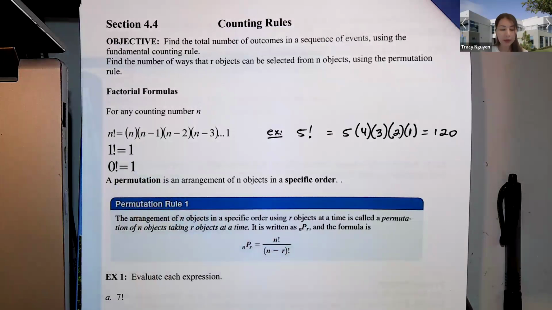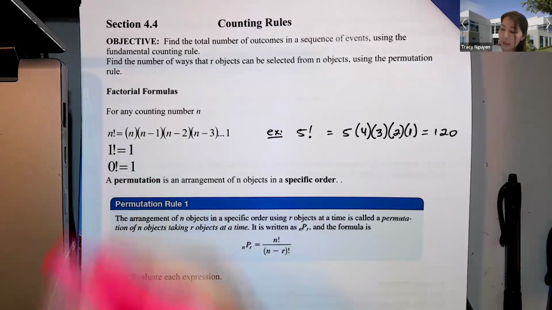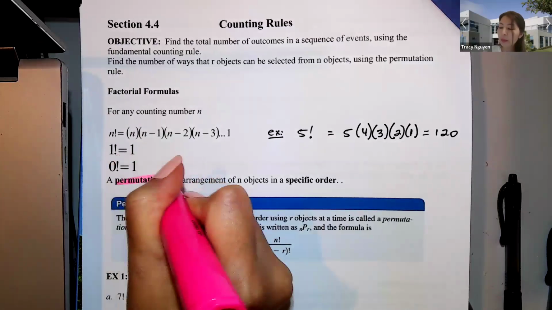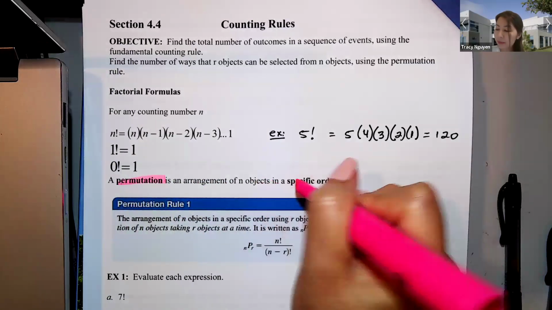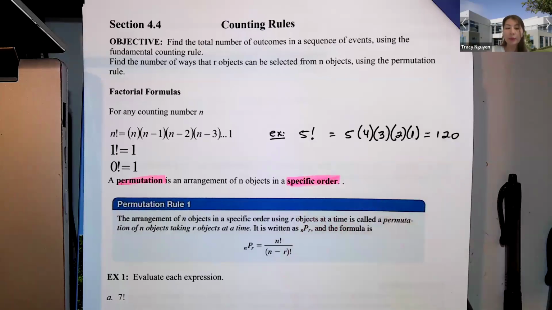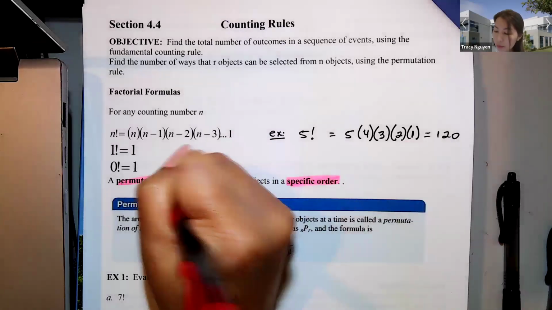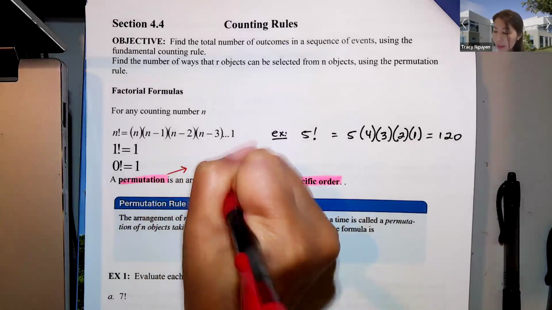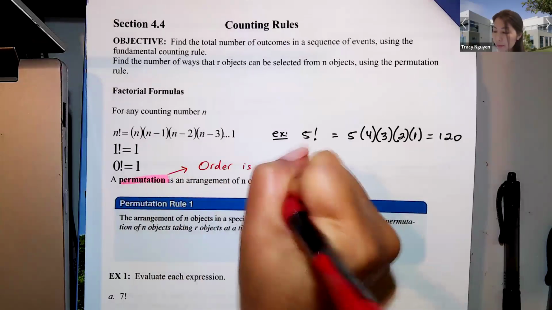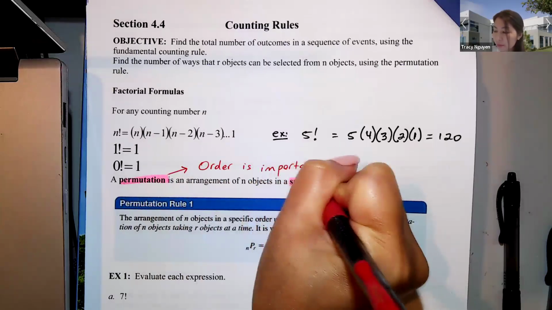All right, so we have two counting rules, and the first one we're going to see here is permutation. What is a permutation? A permutation is an arrangement of n objects in a specific order. So when you think of permutation, you think of order is important. Okay, so permutation means that order is important.